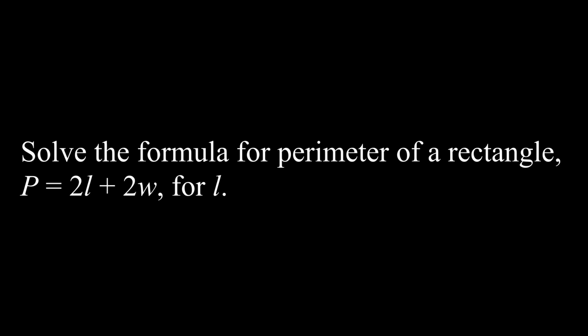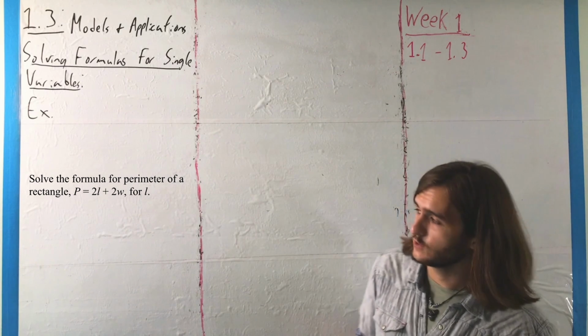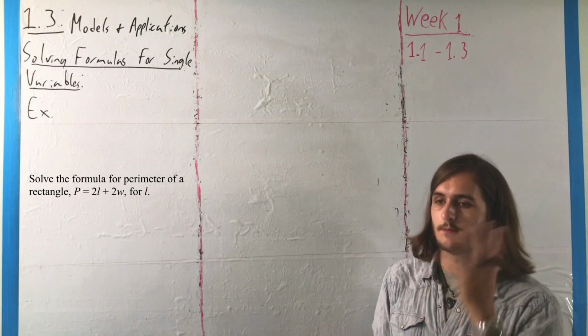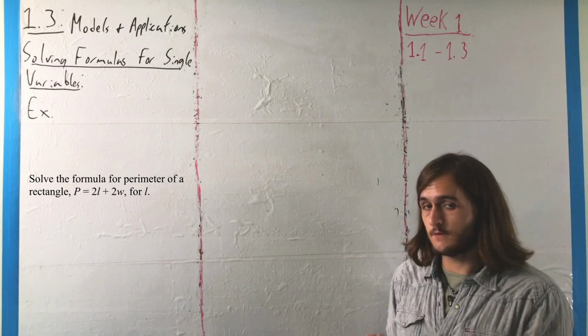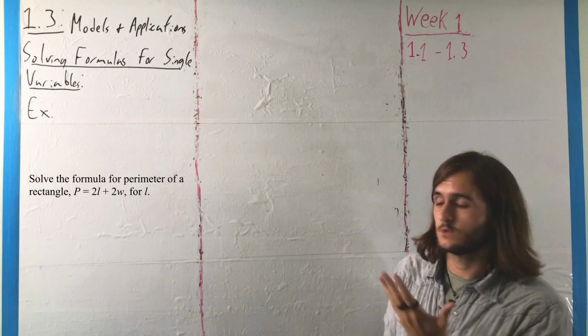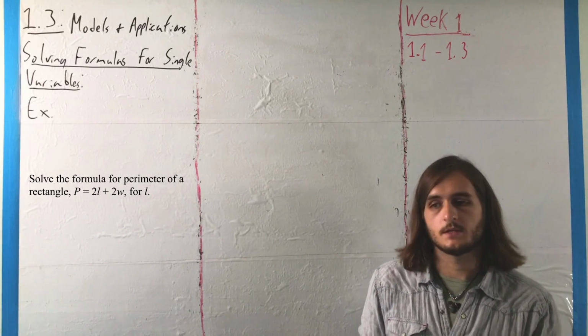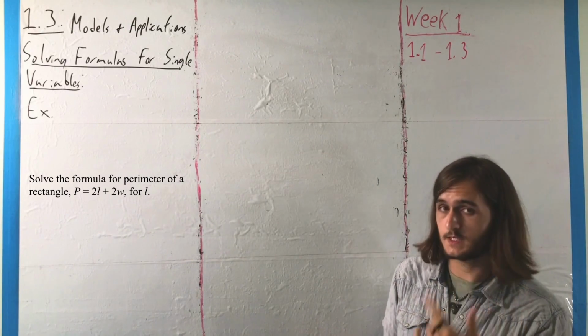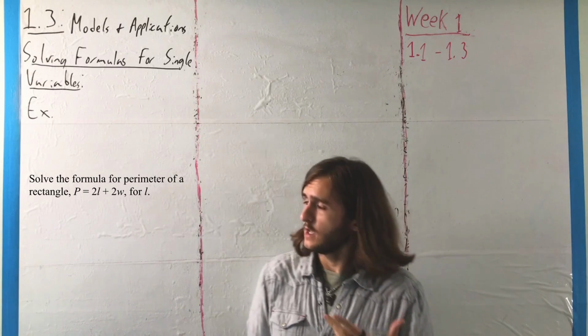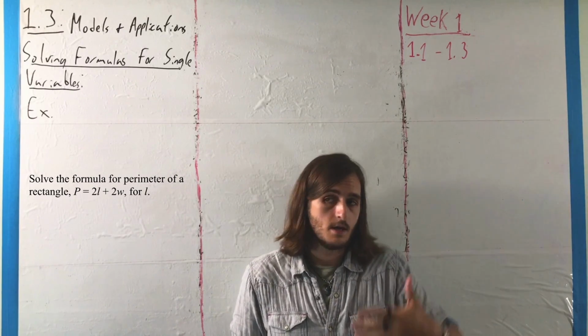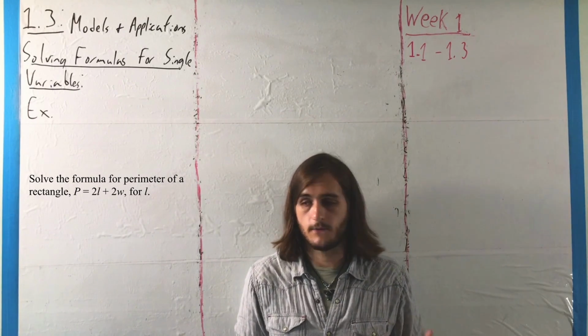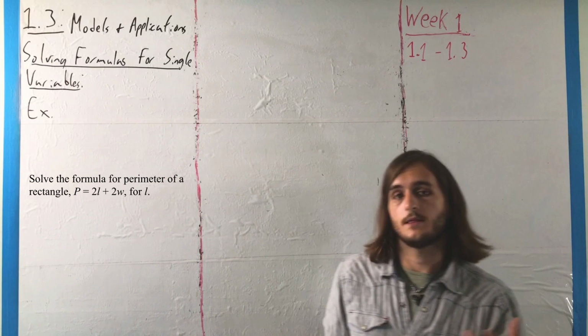So for this example, we want to solve the formula for the perimeter of a rectangle, P equals 2L plus 2W, for L. So with this scenario, instead of trying to find some value in terms of given amounts, we're pushing around the pieces so we get an isolated form for a specific value in a formula. In this case, this would tell us the length needed to fit a certain perimeter where you know the width as well.